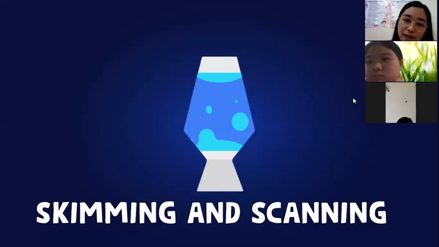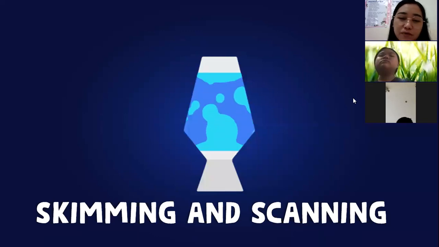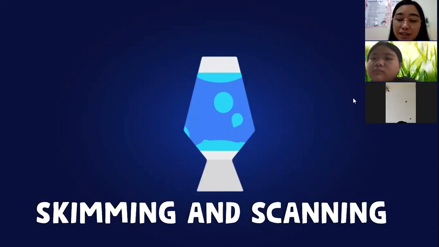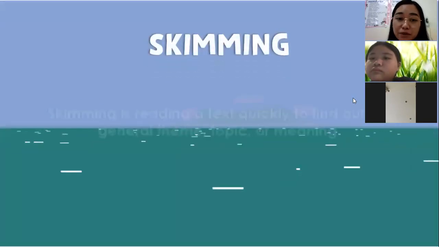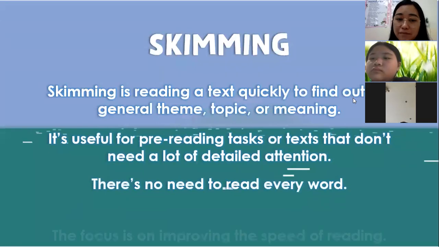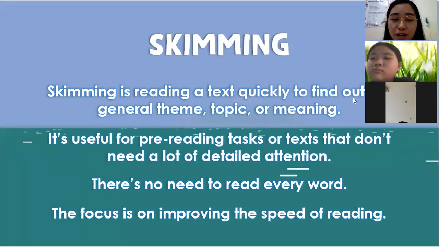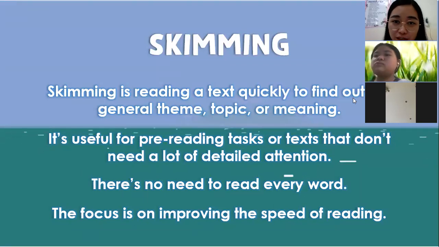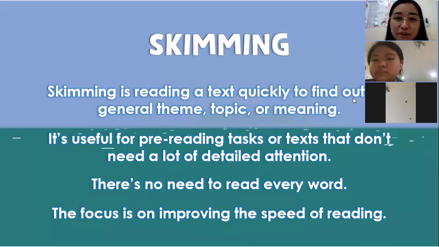So for skimming and scanning, the concept of these two is very easy as long as you remember the keywords that I'm going to tell you. Okay, let's begin with skimming first. So when we're talking about skimming, again, you just have to remember we refer to reading a text quickly to find out general idea, general theme, general topic. Okay, so you don't have to give that much importance to keywords because you're only looking for the general idea of the text. There is no need to read every word.